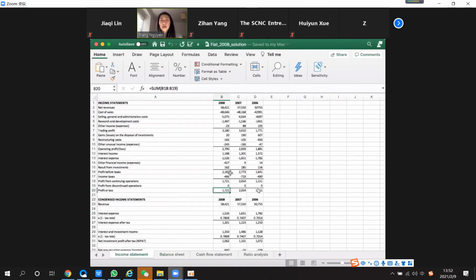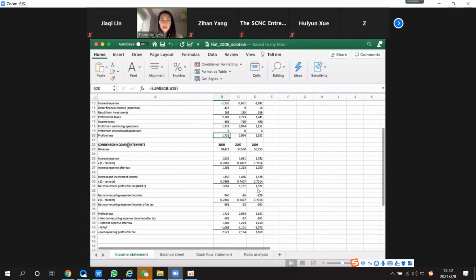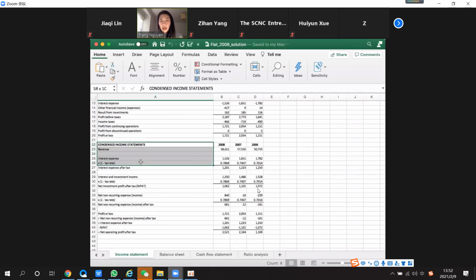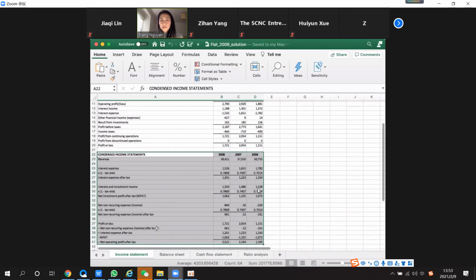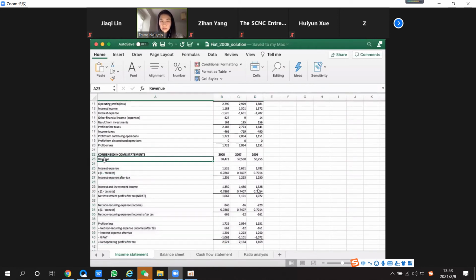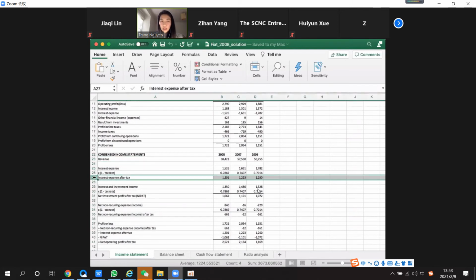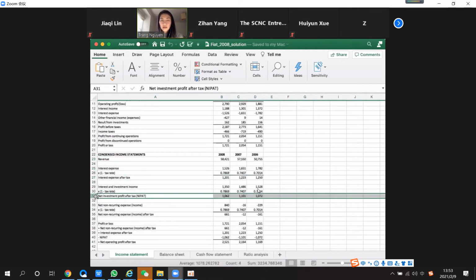For the income statement, we have the condensed income statement here. The condensed income statement is the way we recast the financial statement. We don't use the previous financial statement as it is, but we recast it. It also starts from revenue, and we need to calculate interest expense after tax and net investment profit after tax. Therefore, we will split operating activities and investment activities.